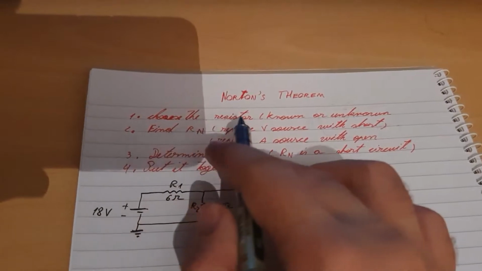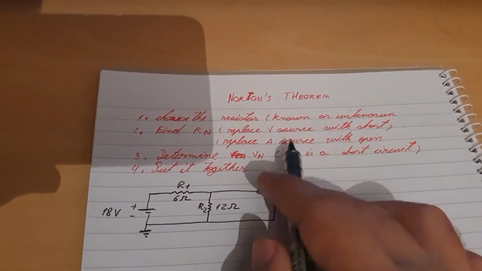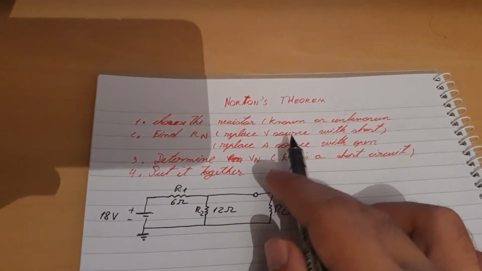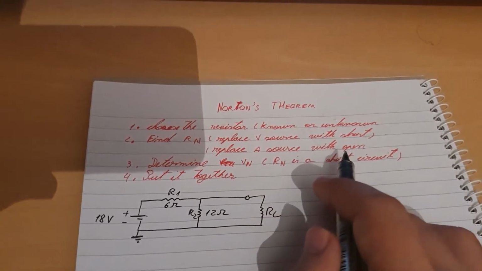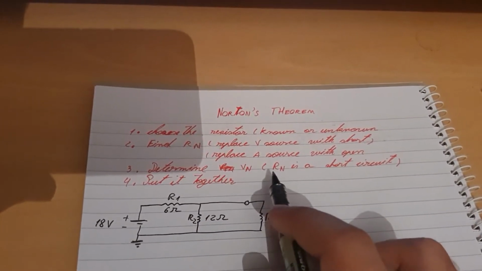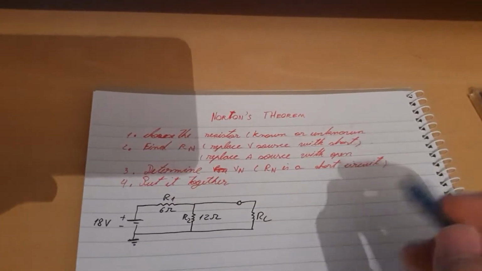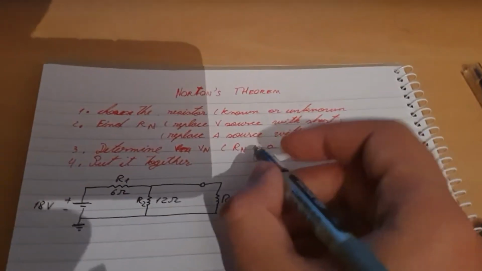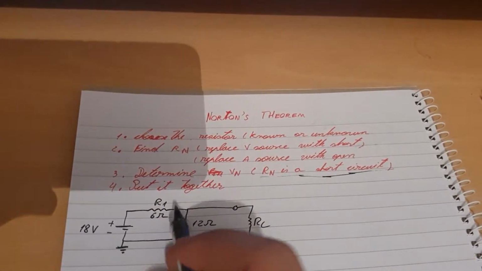Step number 1 is to choose the resistor. Step number 2 is to find Rn and replace V sources with a short and A current sources with an open. Then determine In, and Rn becomes a short circuit, and you'll see this in a moment. This is the big difference between those two. And then the last step is to put all of them together.